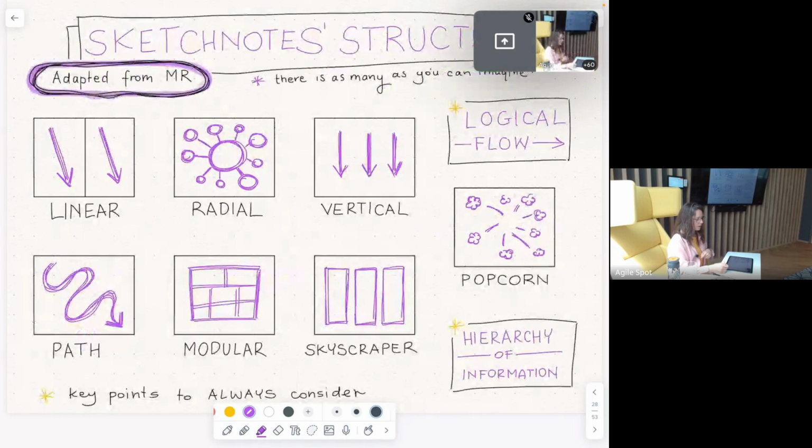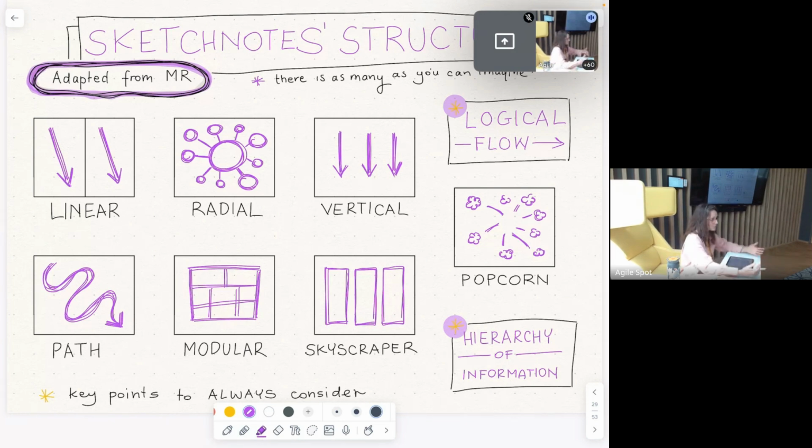When you have the content, or when you participate in something, spontaneously or not, based on your notes or the notes of other people, you can notice that there are some structures happening. Usually they follow some logical flow or hierarchy of information. It's best if the speaker or the topic you participate in is structured like that, because then it's easier for you to make notes. But later on, you can always structure it like that too.